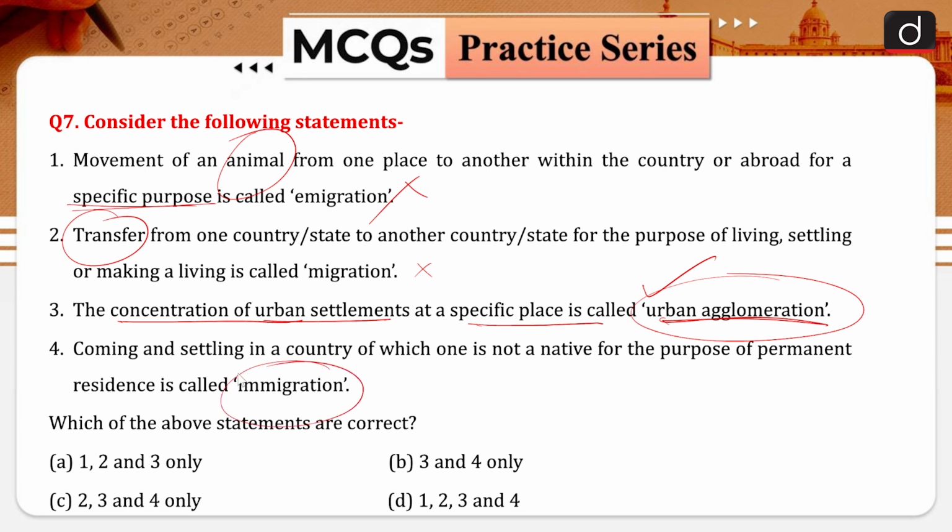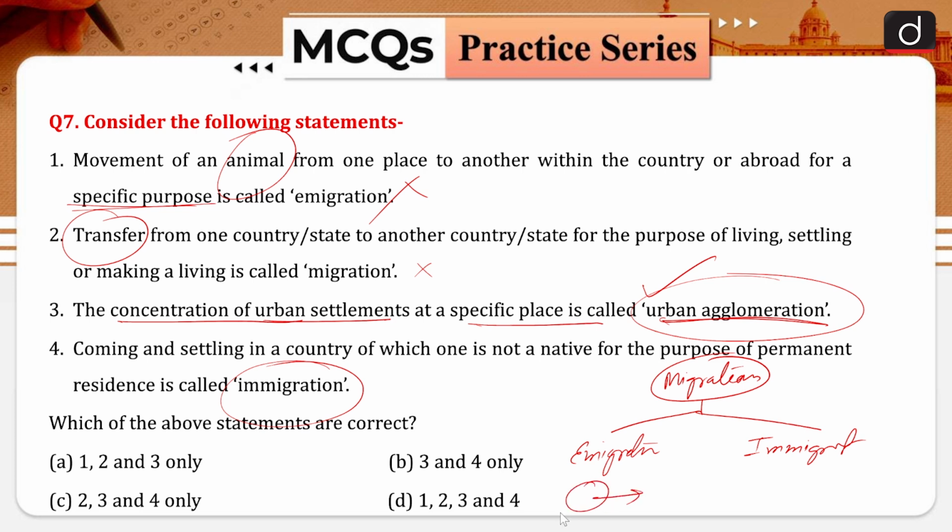When we are talking about migration, migration is basically simply a movement of people from one place to another. Migration has two types. One is emigration, second is immigration. When you are leaving a particular area, going out of that area, it will be emigration for that area. And when we are talking about an area where you are entering or you start living, that is immigration.